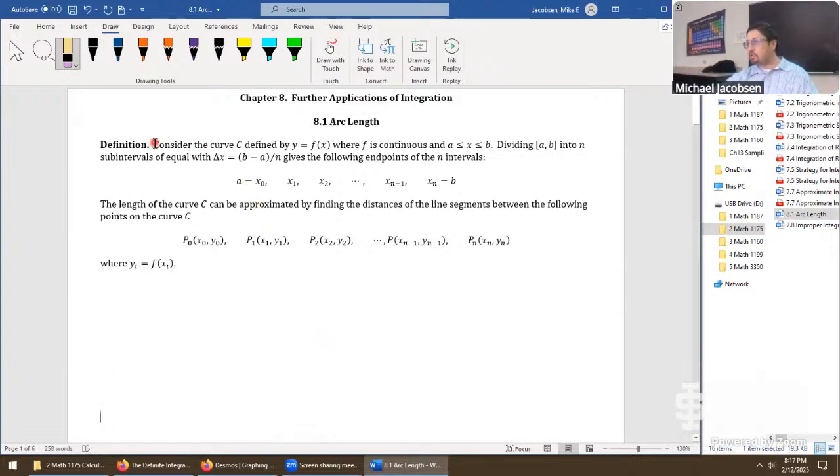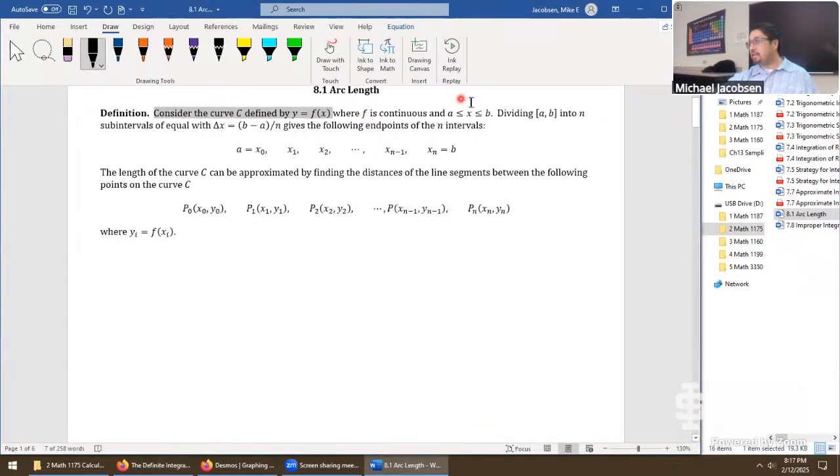Let's first just go through the definition. We have a curve C defined by a function y equals f of x. Let's just draw that out. It's going to be continuous from A to B. I'll draw everything in quadrant 1 just to minimize distractions. So here's the A.